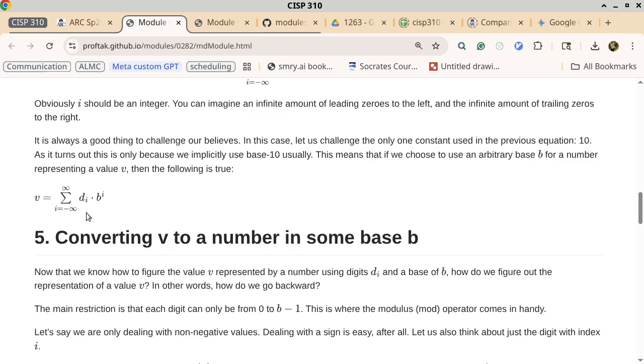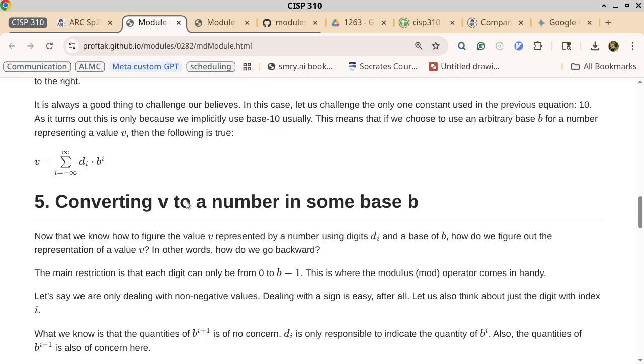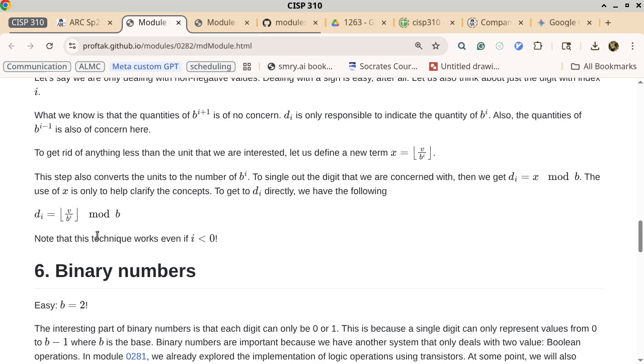It's important to separate those two concepts, especially in this class, because otherwise the notes will be very confusing to read. I made a very clear distinction between V, the value that we want to represent, and the number, which is represented by the D of i's, where each one is only representing a single digit of a number. So this is one useful equation. The other useful equation is down here. This one is doing the opposite.